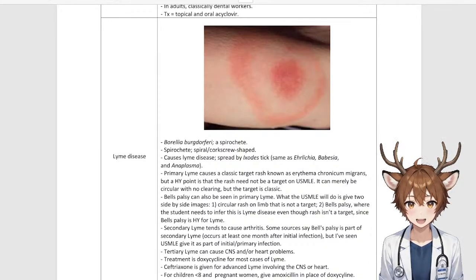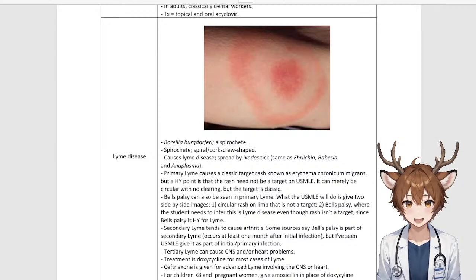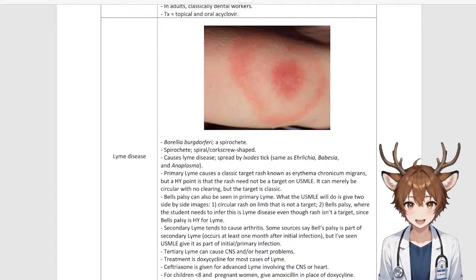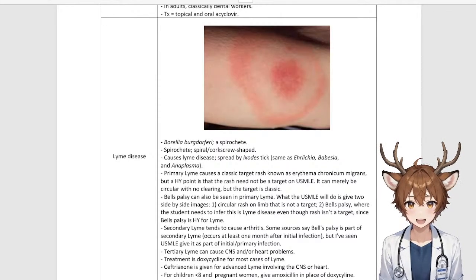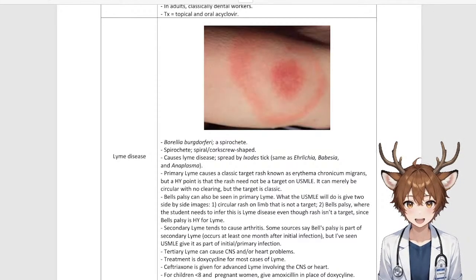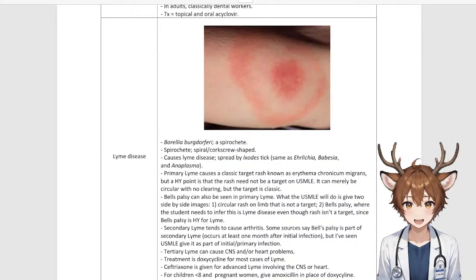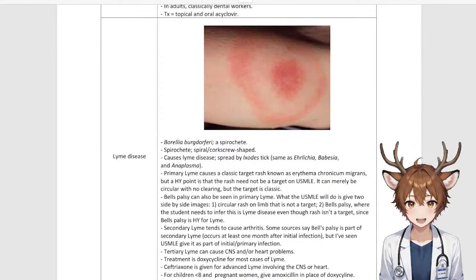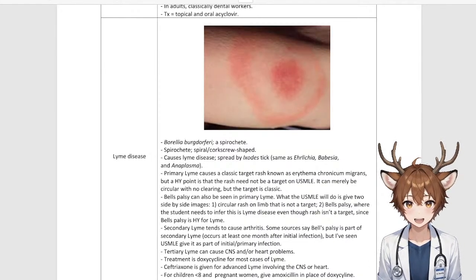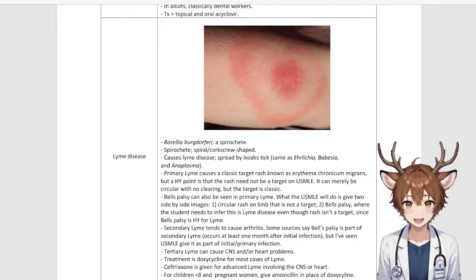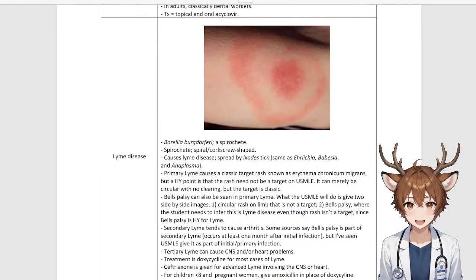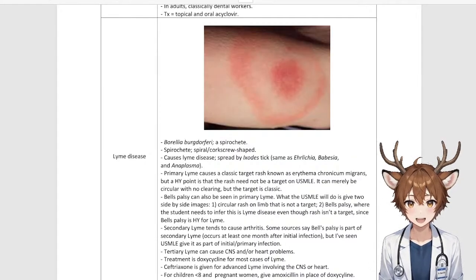Bell's palsy can also be seen in primary Lyme, where the USMLE will give two side-by-side images: one, circular rash on limb that is not a target, two, Bell's palsy, where the student needs to infer this is Lyme disease even though the rash is not a target, since Bell's palsy is high yield for Lyme. Second, Lyme tends to cause arthritis. Some sources say Bell's palsy is part of the secondary Lyme, occurs at least 1 month after initial infection, but I've seen USMLE give it as part of initial/primary infection.